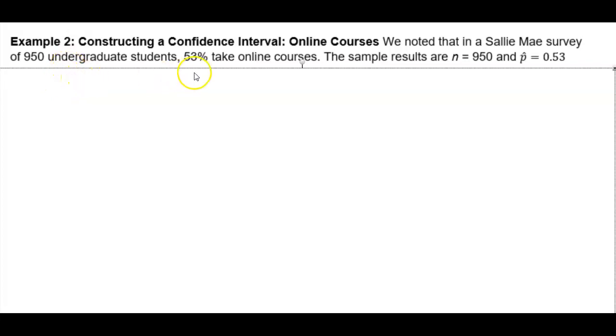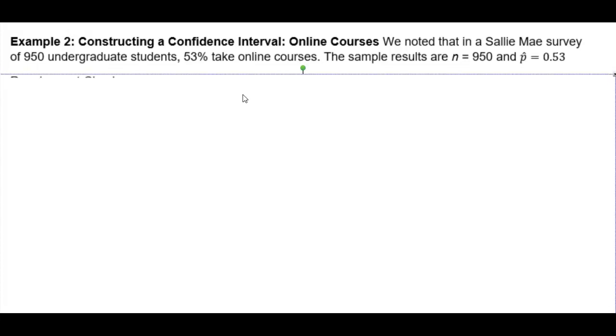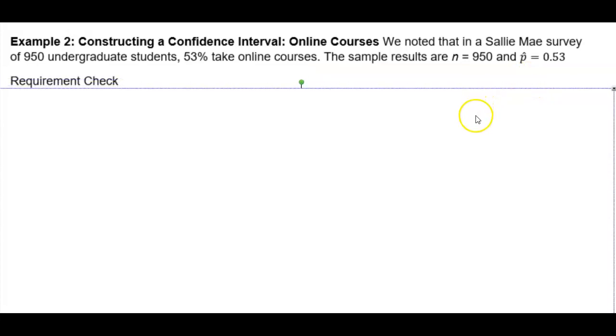Example 2. Constructing a confidence interval. Online courses. We noted that in a Sallie Mae survey of 950 undergraduate students, 53% take online courses. The sample results are n, which is equal to 950, and the point estimate, which is 0.53.